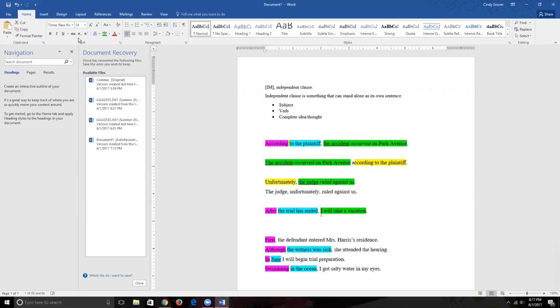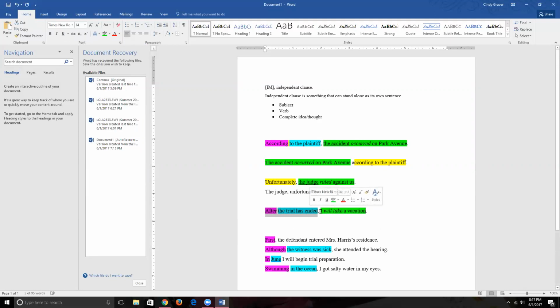Well, yeah, it can. We have a subject, I. We have a verbal phrase, will take, and it expresses a complete thought. I will take a vacation. This is additional information about the timing, but this in and of itself is a complete sentence. Okay, so because this is introductory material to our independent clause, we are going to put a comma here.